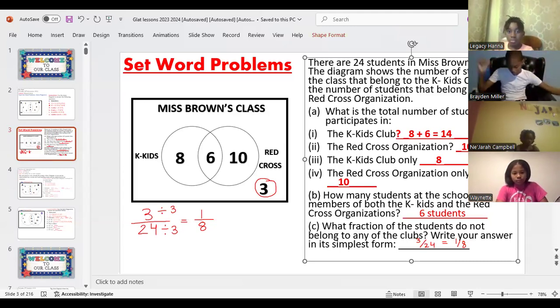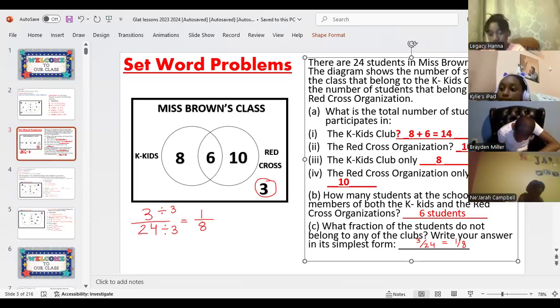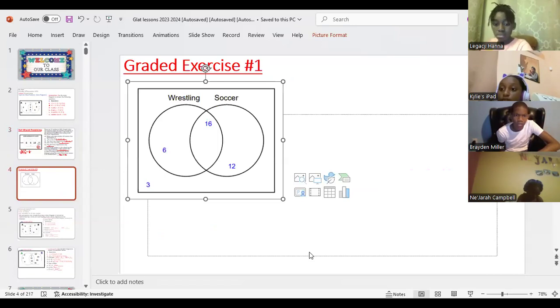So this one you have wrestling and then you have soccer. On the side you have 6 and 16, in the middle 12, and 3. I wonder if y'all could see my screen. Okay, and the questions are the following.